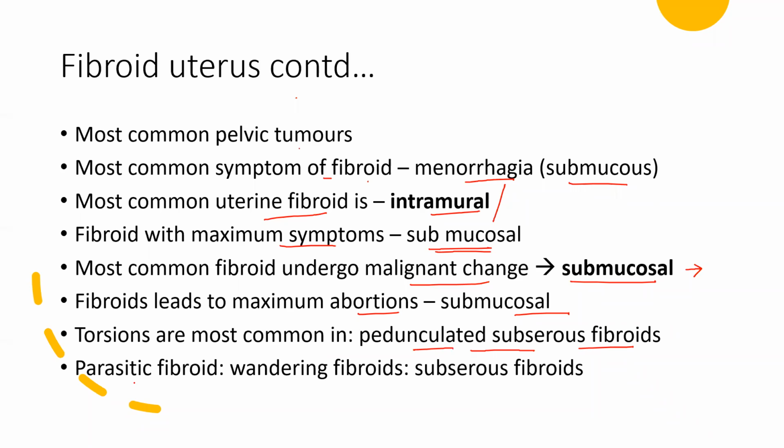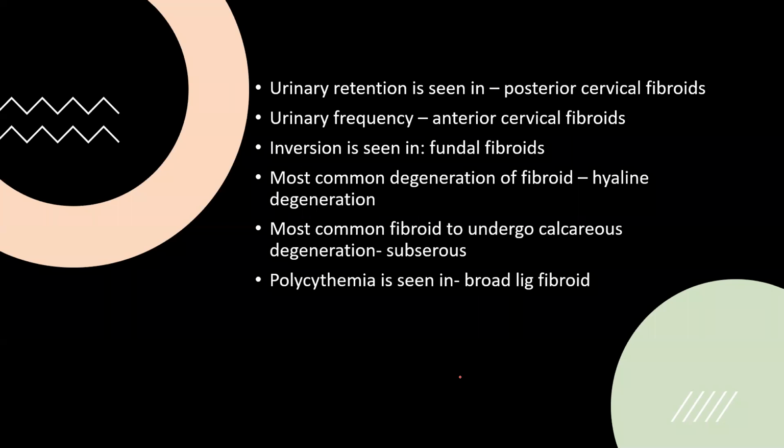Now, there is something called parasitic fibroid, otherwise termed a wandering fibroid, and that can be a subserous fibroid when it detaches from the cavity. So this was about the fibroid uterus, a little one. Other one, urinary retention occurs in which kind of fibroid? Remember, urinary retention occurs in the posterior cervical fibroid.